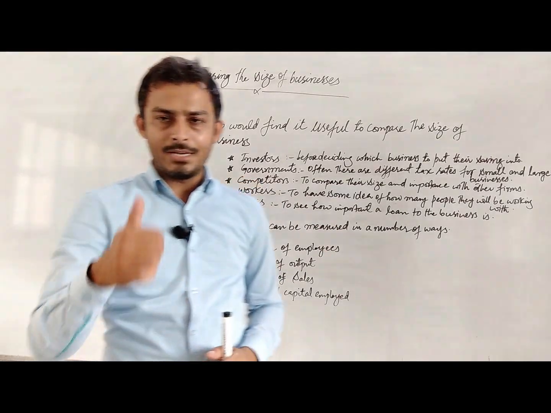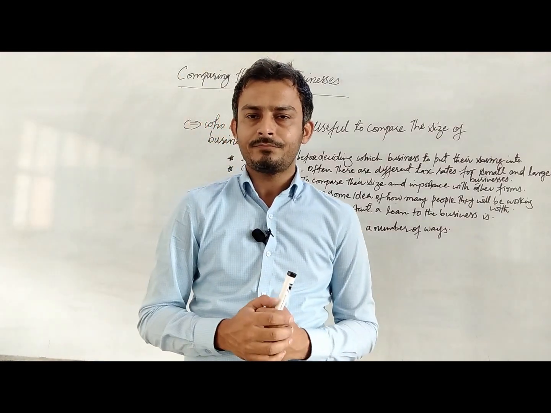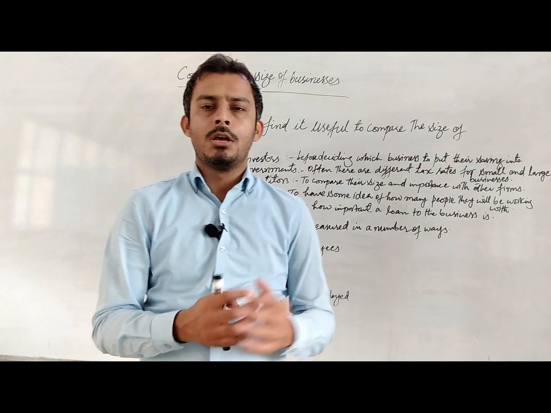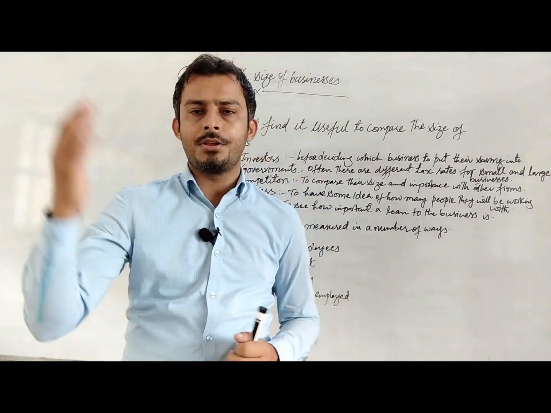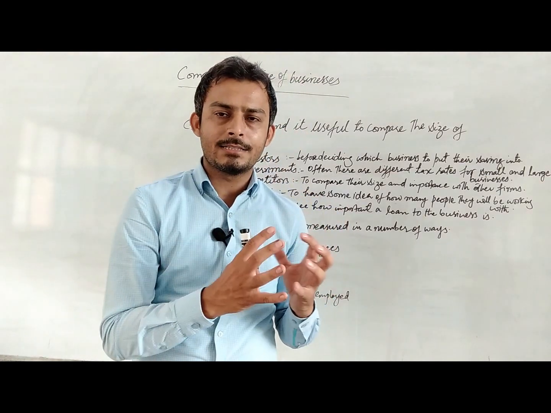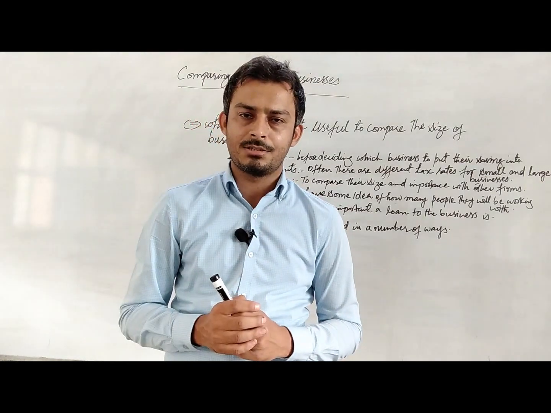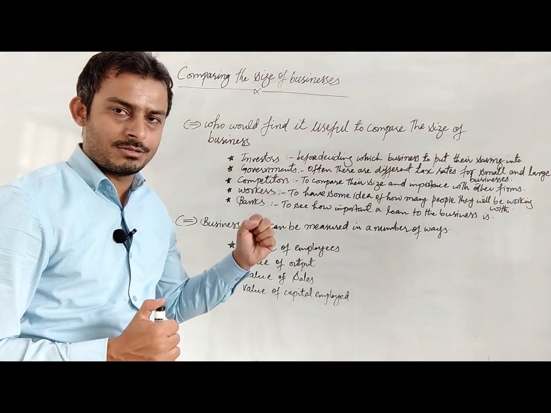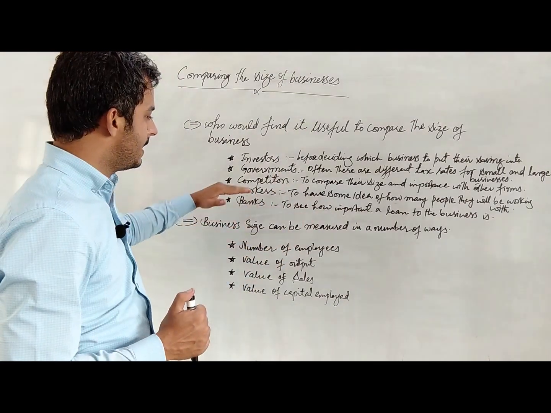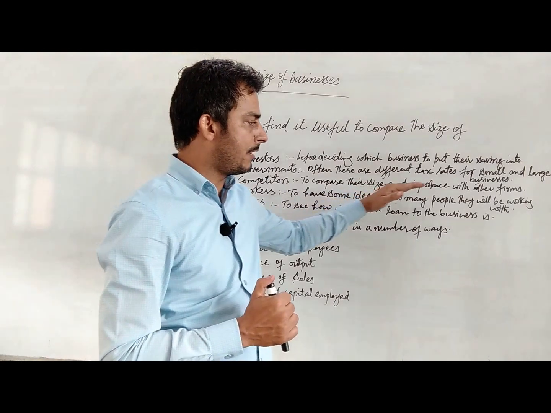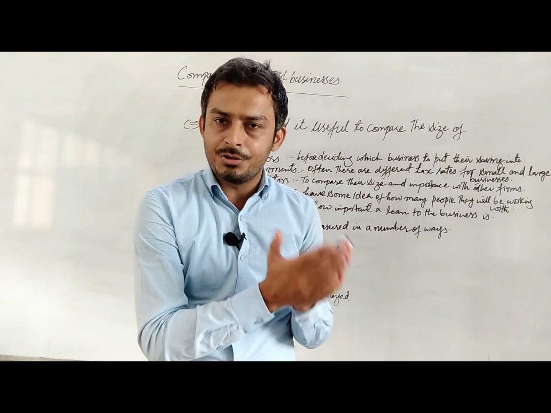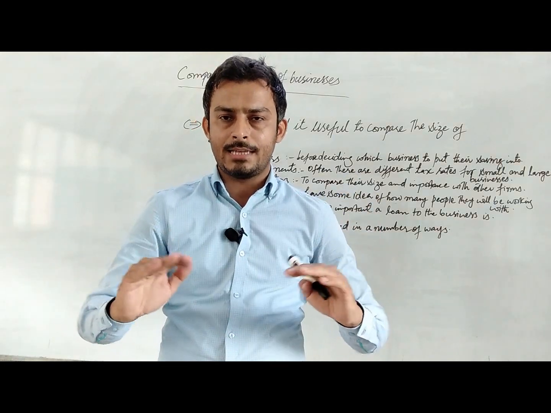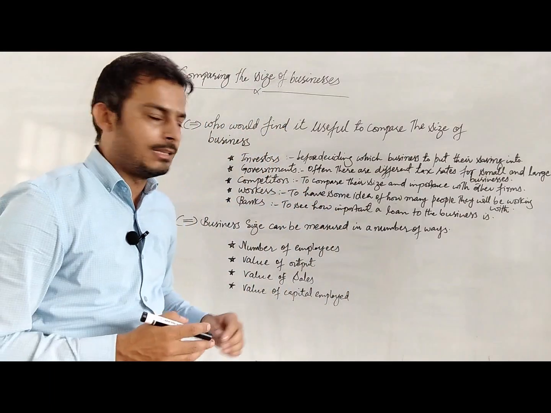Then the government is going to find this information very important. Comparing the size of the business is important for the government. How? Because there are small firms and organizations, and there are huge organizations, and tax rates vary from small to large organizations. That is why the government's tax decisions are based on the information about the business and its size. Then competitors, to compare the size and importance with other firms. Competitors find it useful, because when they decide about their own business, they compare the size of the business with other businesses as well.